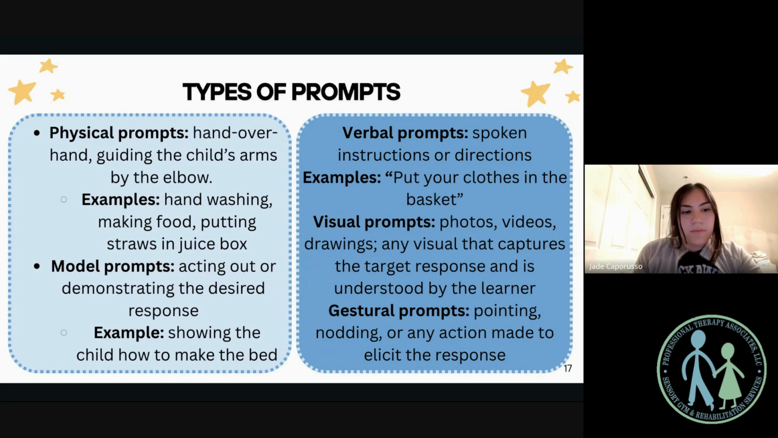Next is model prompts, which is acting out or demonstrating the desired response. For example, showing your child how to make the bed at each step. There's also verbal prompts, which are spoken instructions or directions, like put your clothes in a basket. Then there's visual prompts, like pictures, videos, or one of the visual supports mentioned before that can be used to demonstrate what the target response is. And lastly are gestural prompts, which is just pointing, nodding, or making an action that would produce the target response.